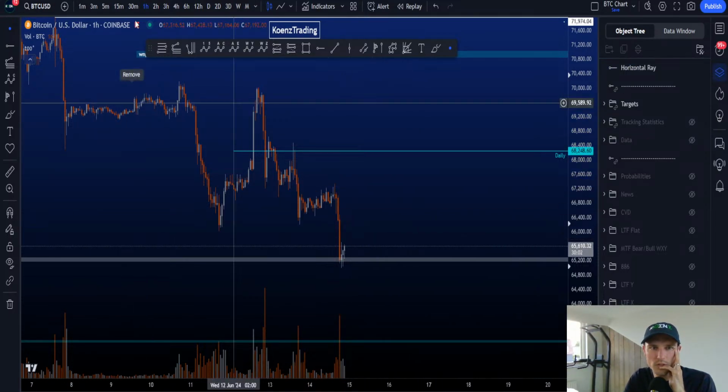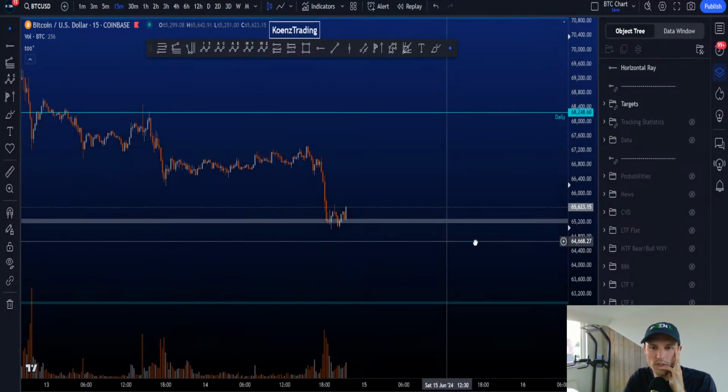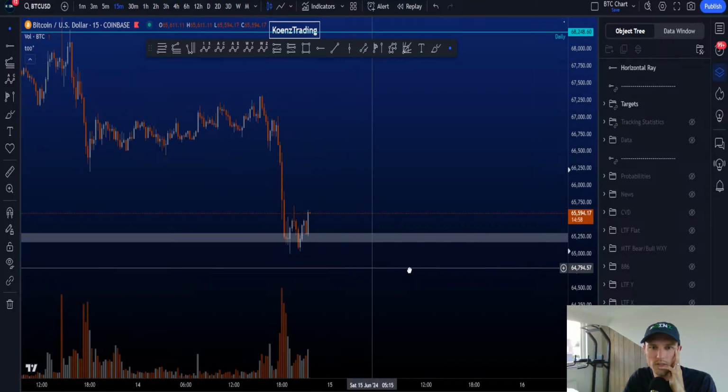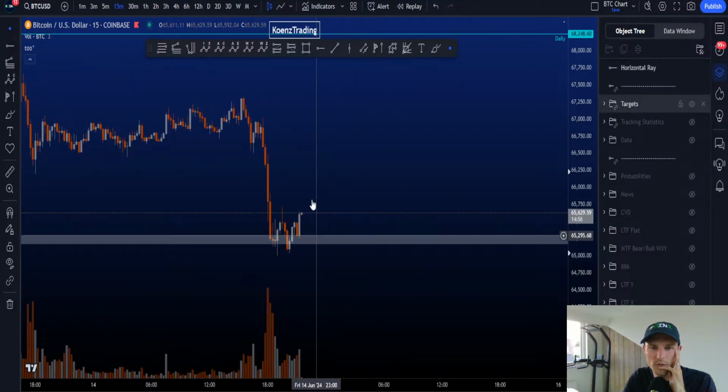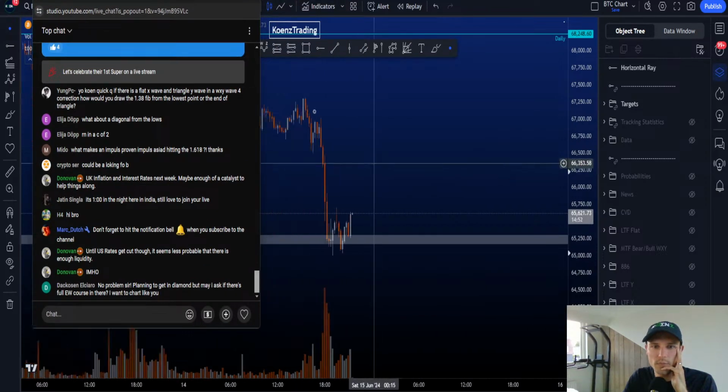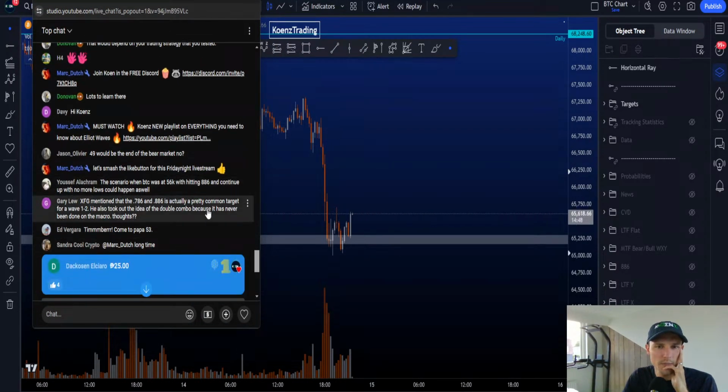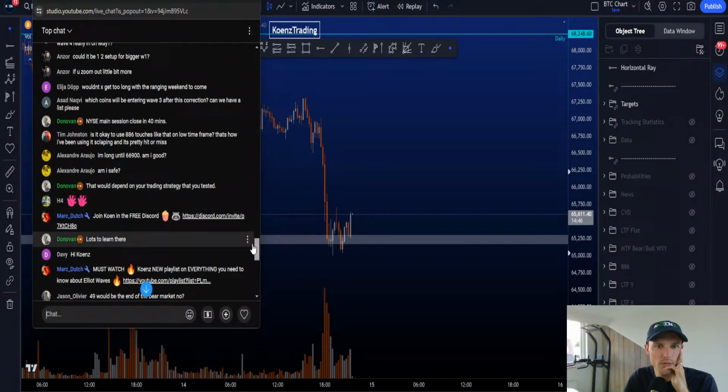0.618 touched. So want to see some volume, want to see some bullish CVDs playing out, market structure change, 618 touch, and I already prepared all my stuff in my trading window.